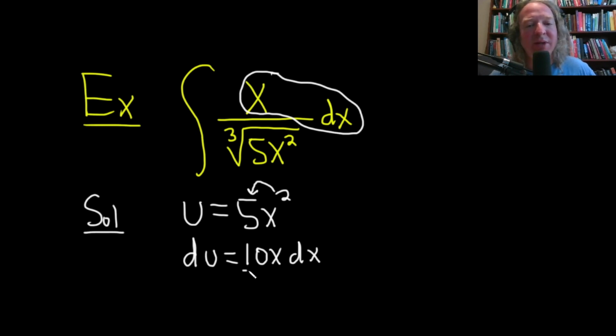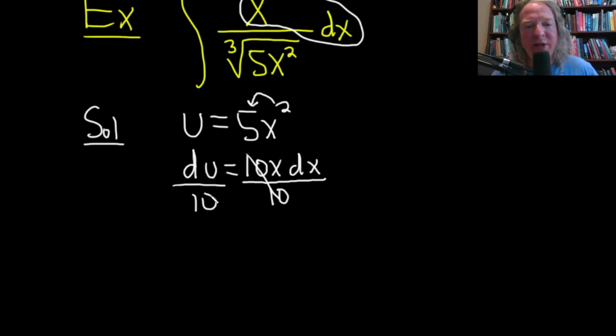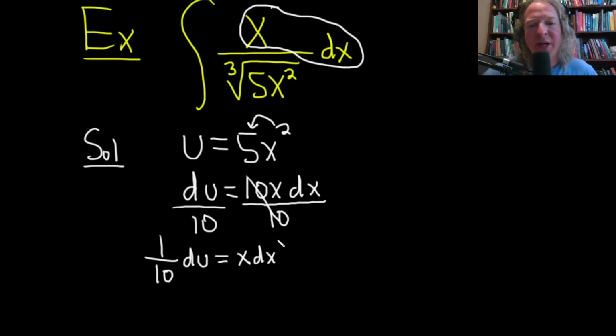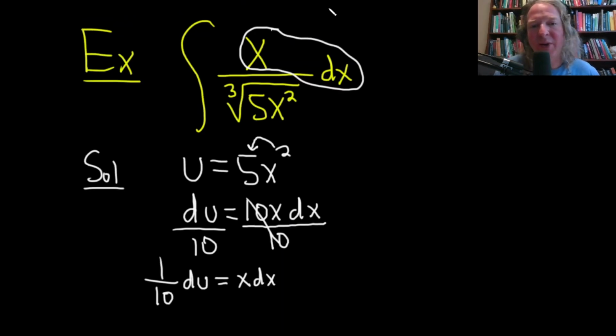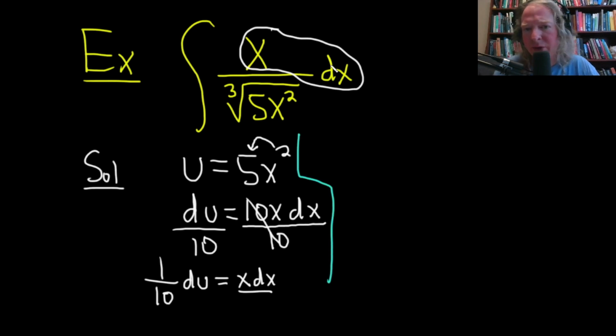So to do that, we can divide both sides by 10. Remember, the goal is to make this look like what's in the integrand, okay? So divide by 10, boom. That gives us, the du over 10 can be written as 1/10 du. And then here we're left with x dx, just like that. And so now we have exactly what's in the integrand, right? We have this x dx, x dx, x dx. So let's go ahead and make that substitution. So the x dx is going to become 1/10 du.